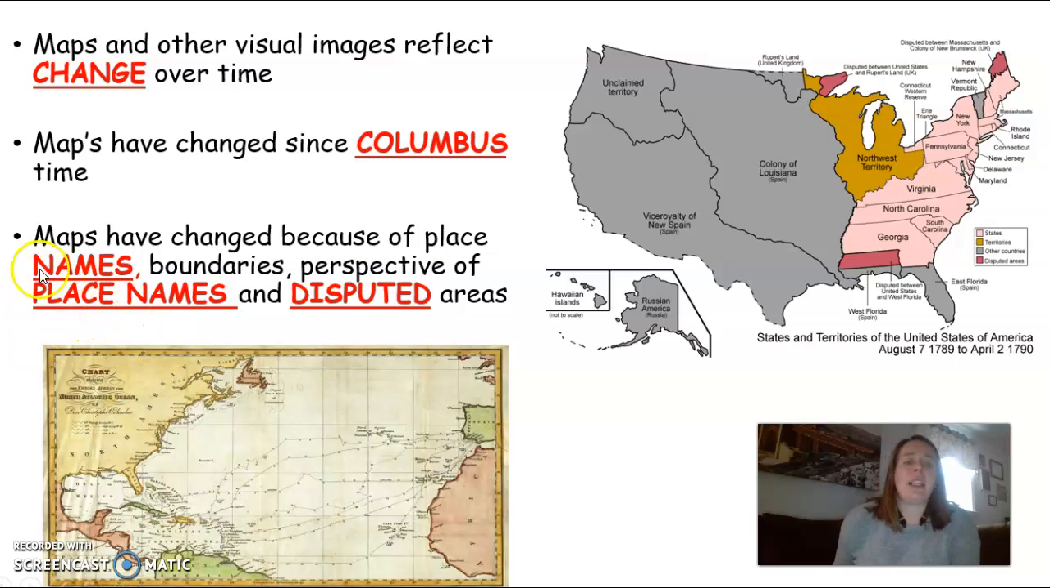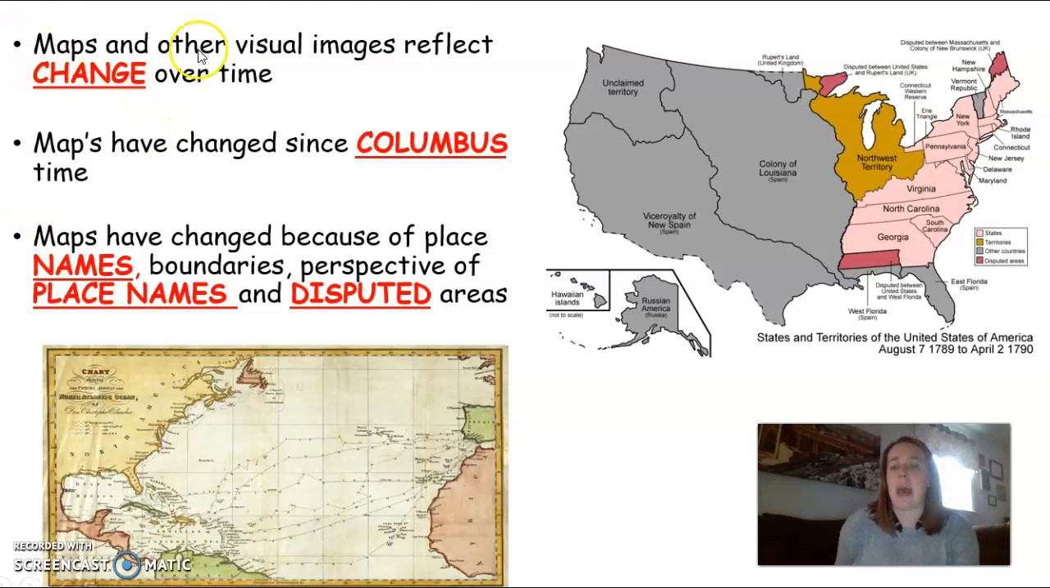Now, here's an important thing that you need to take notice of. Maps have changed in terms of names, boundaries, and perspectives of place names. We've been talking this year about several places around the world, physical features that have different names depending on where you're from. If you're from a certain country, you might call a certain physical feature a different name. And then, of course, disputed areas or areas of conflict. So, bottom line, starting off, maps change.